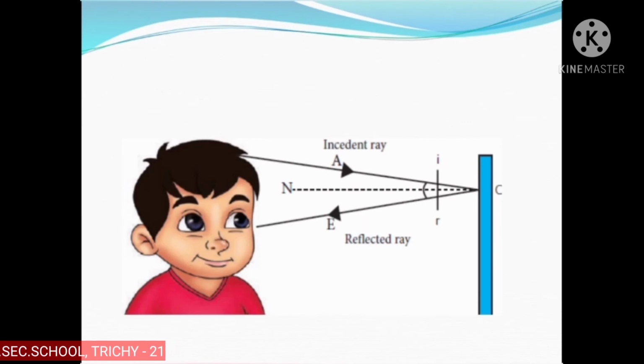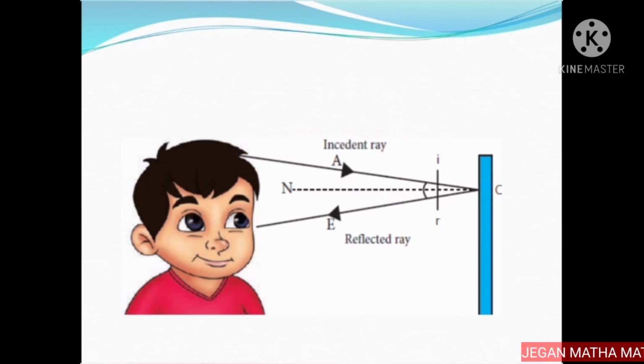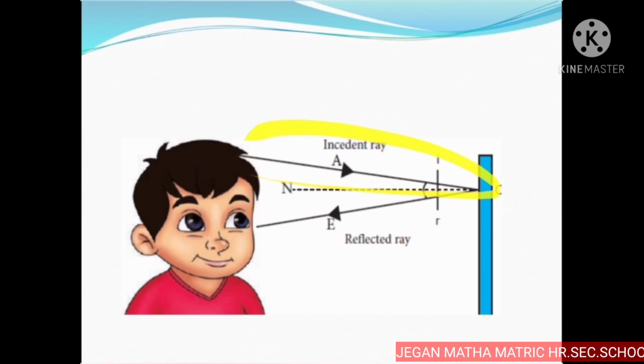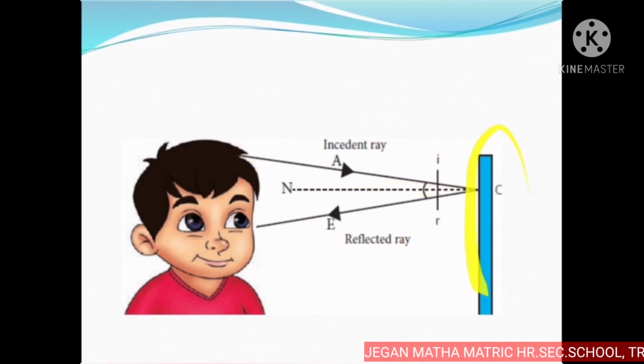We can determine the position of an object's image by drawing light rays. So see here, the ray of light AO from the boy's head strikes the mirror at point O. So AO is called the incident ray. Then the light ray AO strikes the surface and is reflected as OE. OE is called the reflected ray. So this is the incident ray that strikes the mirror at point O. Then this is the reflected ray.